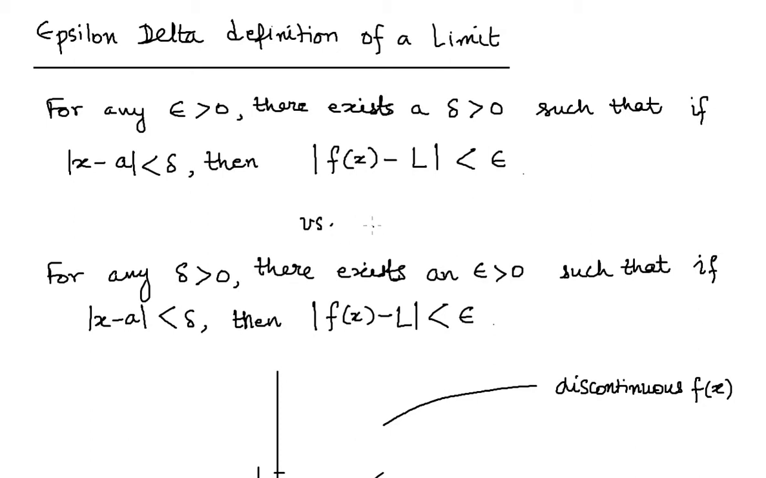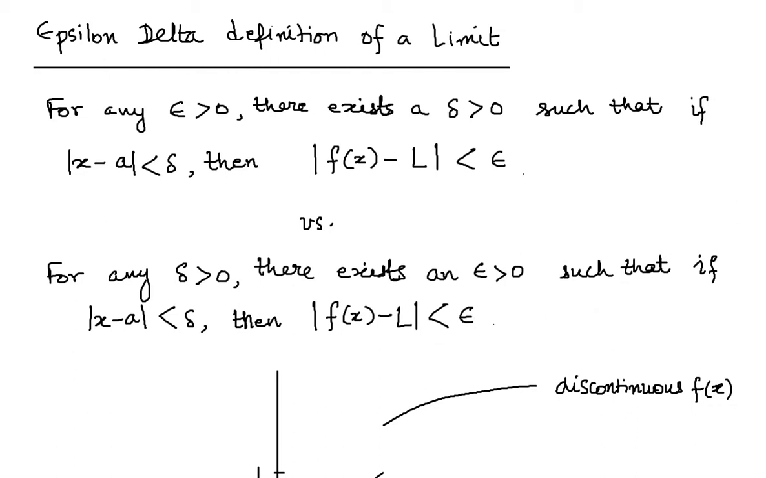However, why would the definition be like this? Why would it not be the other way around, like it's here? Okay, I can also say that this is also my definition. I could say for any delta greater than 0, there exists an epsilon greater than 0 such that if the absolute value of x minus a is less than delta, then the absolute value of f of x minus L is less than epsilon.